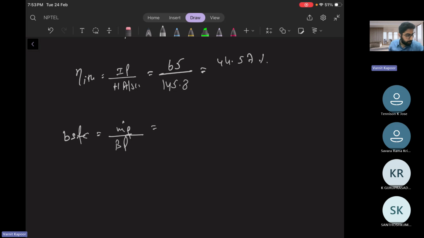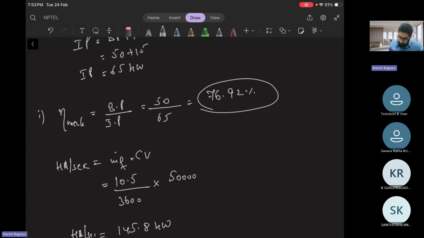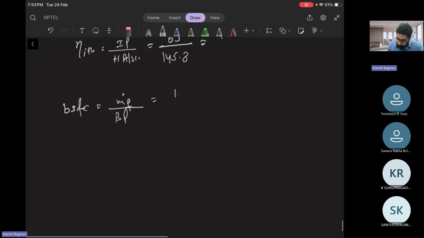The mass flow rate here is 10.5 by 3600 if you want it in kg per kilowatt hour, and brake power is 50. If you want it in hours only, then don't divide by 3600, just this much. It will come out to be 0.21 kg per kilowatt hour. This is the brake specific fuel consumption.